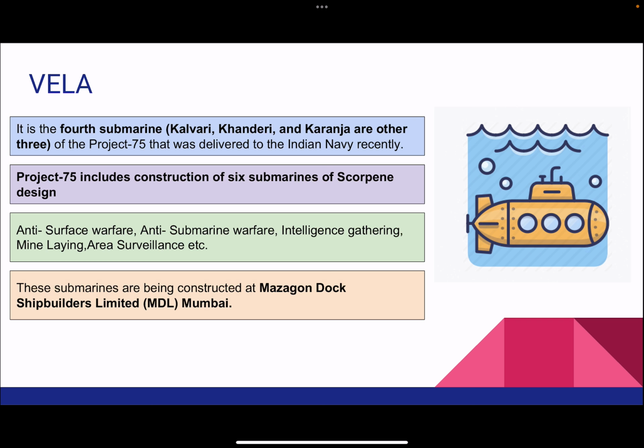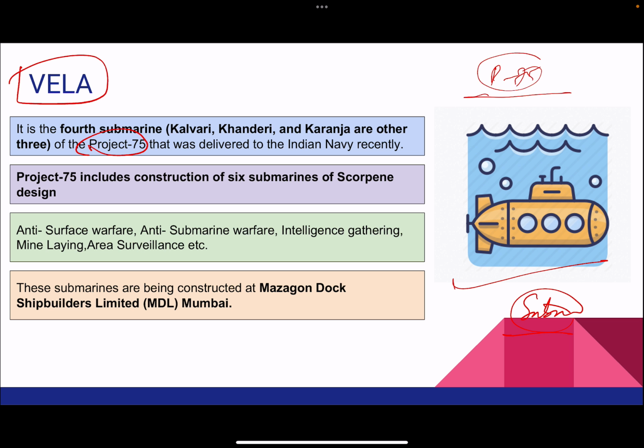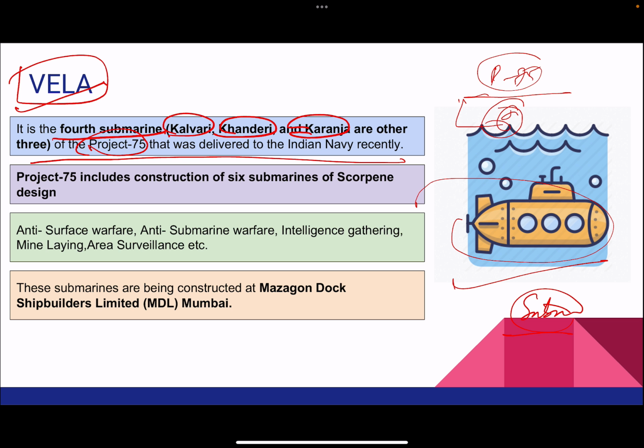Next is Vella, VELA. Vella comes under Project 75. It is a type of submarine, and the project is called Project 75. Under Project 75, this is a project to build submarines. Under this, 6 submarines will be built, and out of those 6, 4 submarines have already been built. They are Kalvari, Kanderi, Karanja, and the fourth one is Vella, VELA. These are to be delivered to the Indian Navy under Project 75.